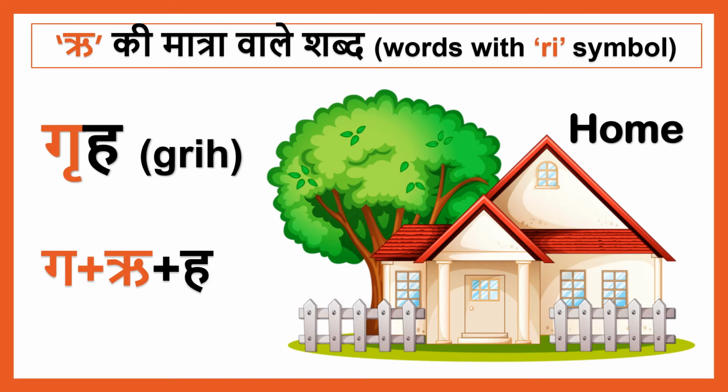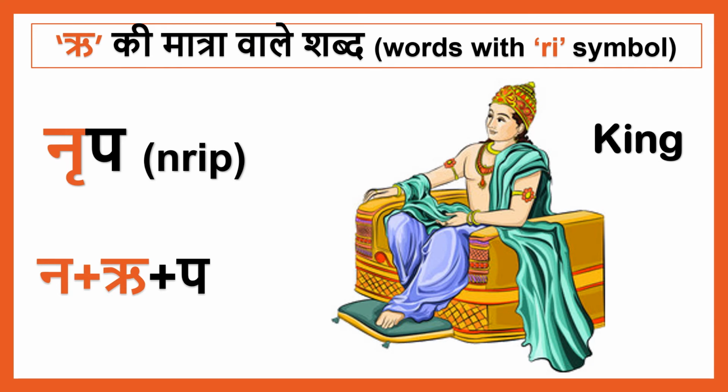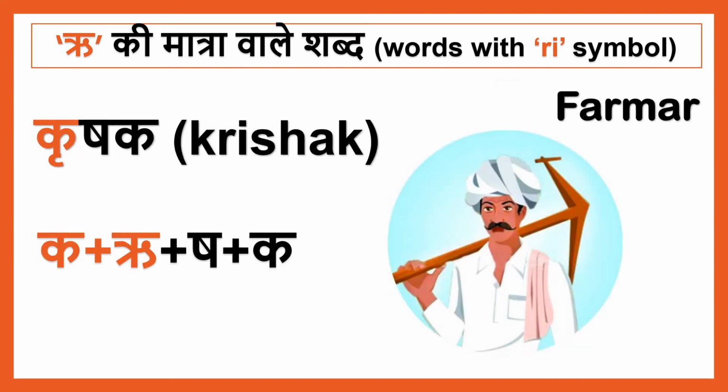Next word is ga plus re plus ha. Ga, re, gre. Ha. Griha. Griha means home. Next word is na plus re plus pa. Na, re, nre. Pa. Nrip. Nrip means king.